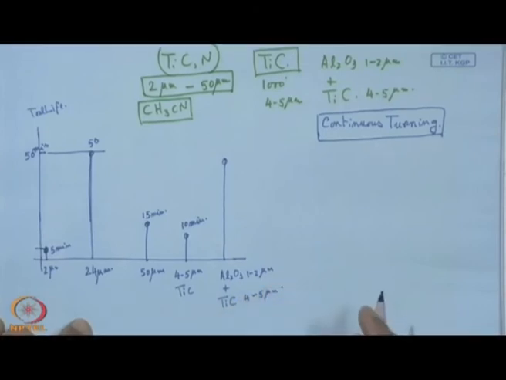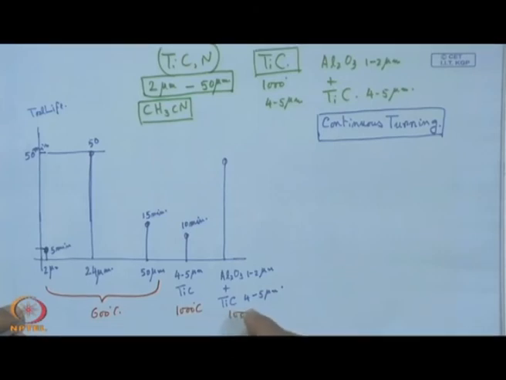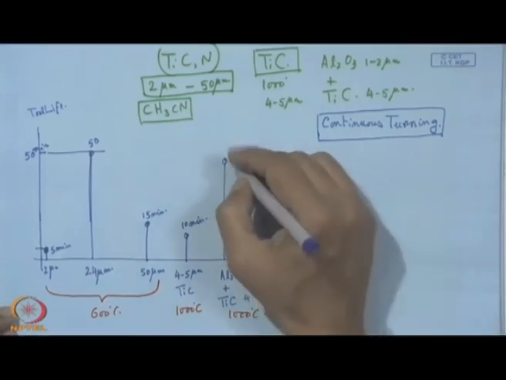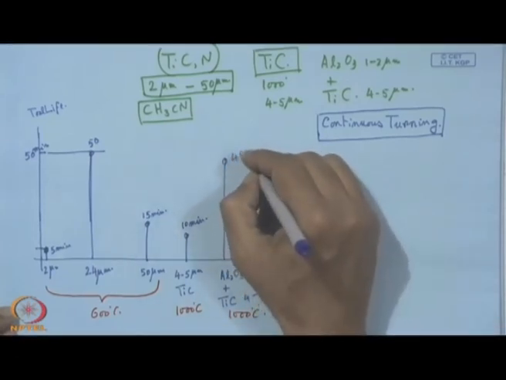This is high temperature. So, this is actually the low temperature coating. This is moderate temperature at 600 degrees centigrade. This is at 1000 degrees centigrade. This is also at 1000 degrees centigrade. So, what we find, this is around 45 minutes.